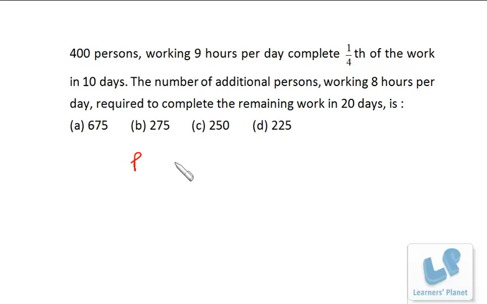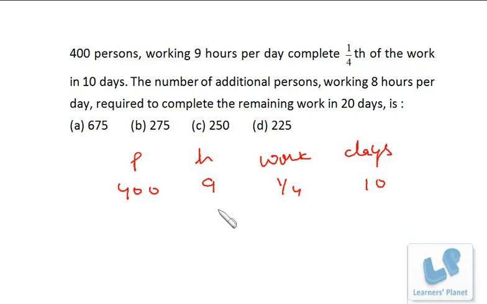400 persons, hours, work and days. Okay, now 400 persons while working 9 hours per day can complete 1/4 of the work in 10 days. The number of additional persons, maybe we take the total number of persons as X, working 8 hours per day, required to complete the remaining work. 1/4 work is already done, that means remaining work is 3/4 and in 20 days.